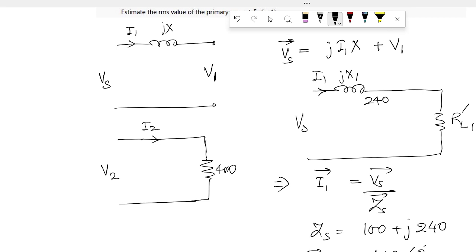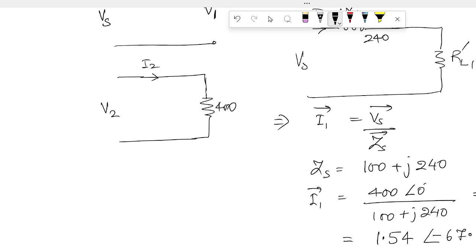Use complex calculation in your calculator. From there you will find 100 plus j240 in polar form is 260 at an angle of 67.38 degrees. So I1 becomes 400 divided by 260, that is 1.54 at an angle of minus 67.38. Since the question asks only for the RMS value, we write the magnitude of I1 is 1.54 ampere. Clear? Okay, sir. Okay.